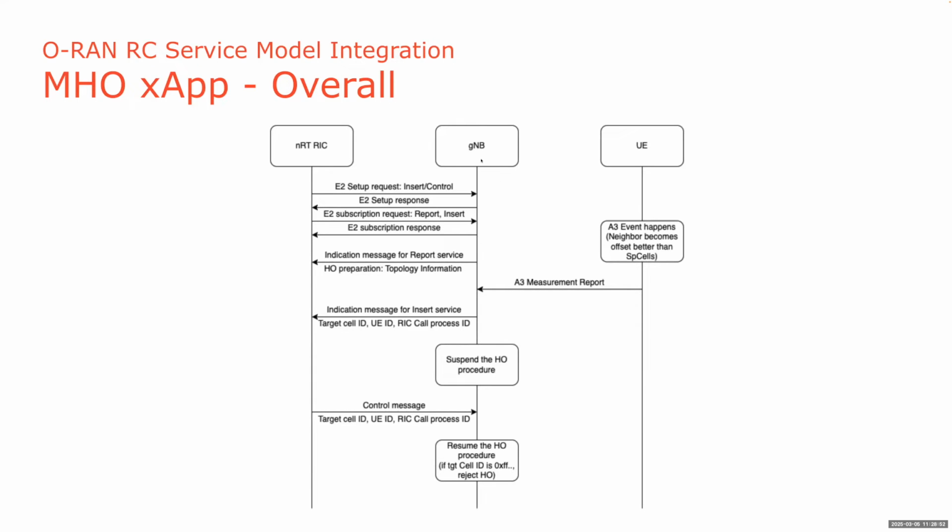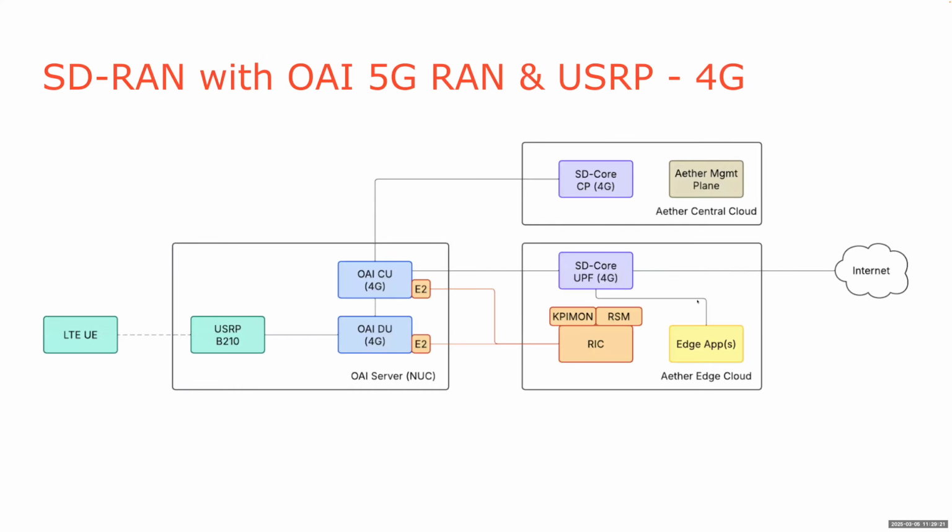But in this use case, the gNodeB holds off that procedure at some moment and waits for the control message from the near real time RIC. Once the near real time RIC sends the control message to the gNodeB, it can resume the handover procedure again. Once it's done, the UE can finally be handed over to the other cell. So this is the MHOX application procedure.